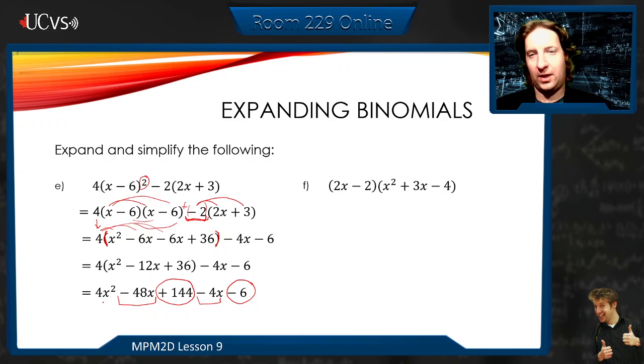So I'm going to have still 4x squared. That hasn't changed. But I had negative 48x subtract 4x, which is going to give you a total of negative 52x. And then I have positive 144, take away 6, which is going to be positive 138. Ew, that was a gross one. Okay, so a whole bunch of steps happen here.